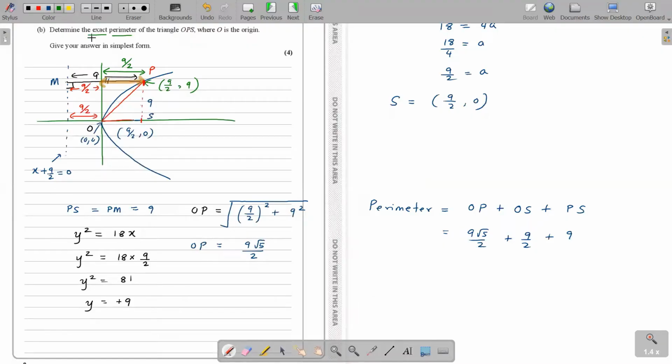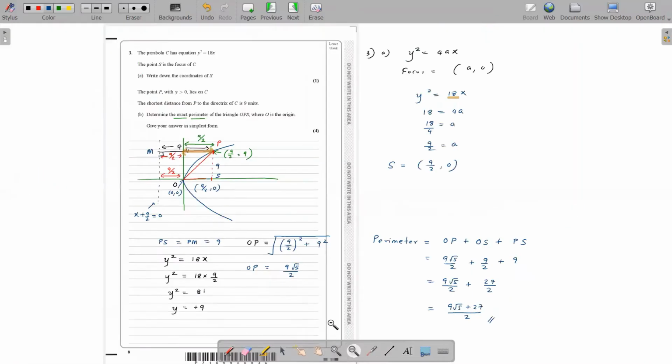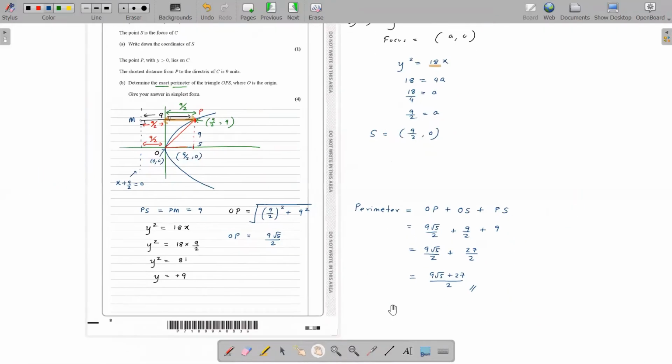Can I know what happens when you add 9 over 2 plus 9? Give it separately, right? 9 over 2 plus 9 is 27 over 2, right? 27 over 2. So it's a common denominator. So you get here 9 root 5 plus 27 over 2. I think which doesn't simplify any further. So that's it. This is your exact perimeter for triangle OPS. Is this clear?